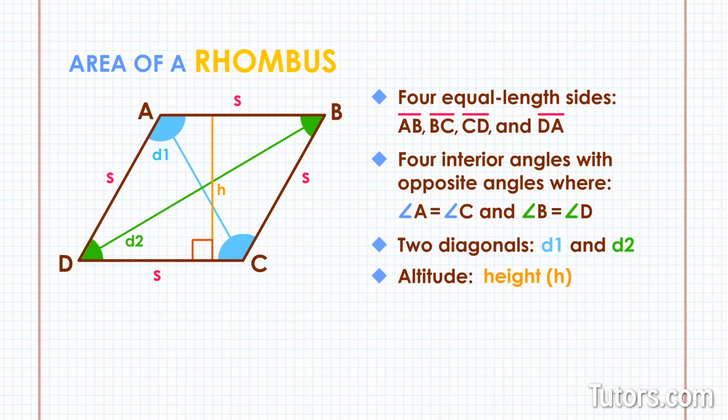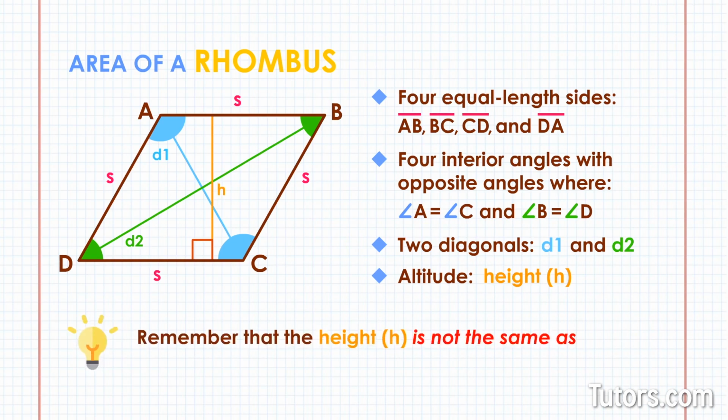Since the 4 sides are equal, if you know the length of any side, S, you know the length of all 4 sides. Since opposite angles are equal, and the 4 angles add to 360 degrees, if you know one angle, you can find all angles. Since opposite sides are parallel, adjacent angles in a rhombus add to 180 degrees. For finding area, you need to know the height, or altitude, h, of the rhombus. Remember that the height is not the same as the length of a side.